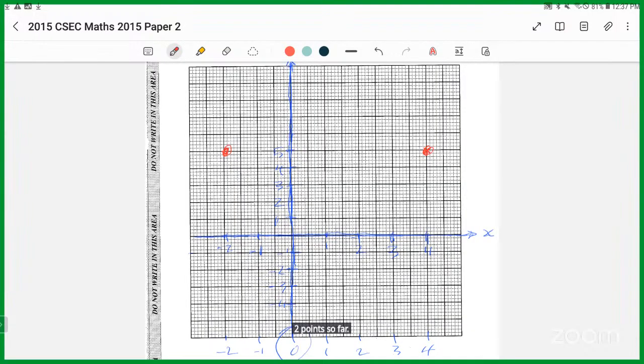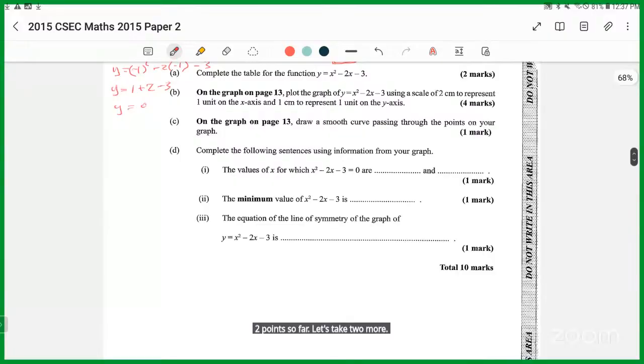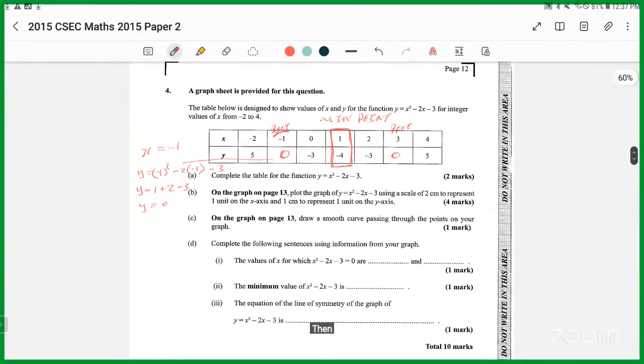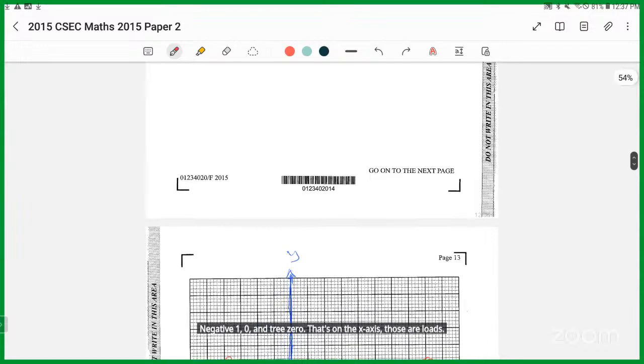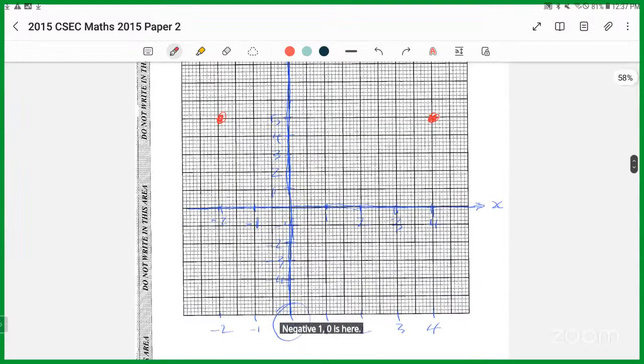Let's take 2 more. Negative 1, 0, and 3, 0. That's on the x-axis, those are the roots. Negative 1, 0 is here, and 3, 0 is here.